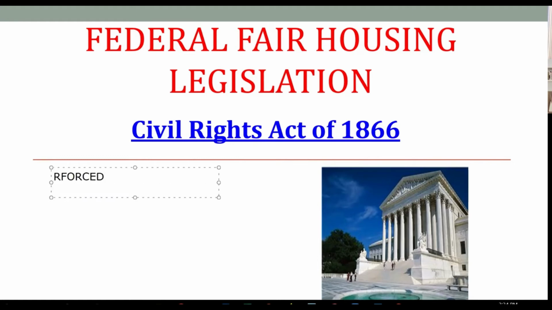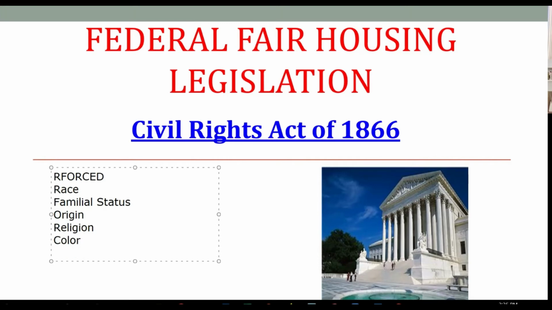So R is race, F is familial status, O is origin, religion, color. The E is for sex, and then we have disability. They're all different ways, but for me, that's how I remember. We are forced not to discriminate. Fresh corn is also going to work. Okay, so I'll just learn 1, 2, 3, 4, 5, 6, 7.